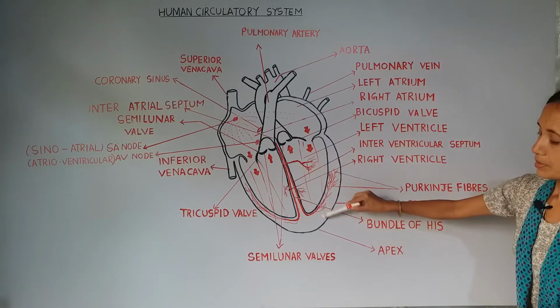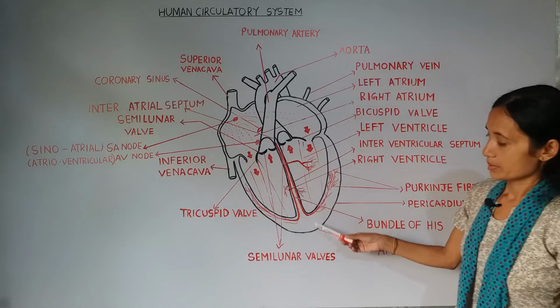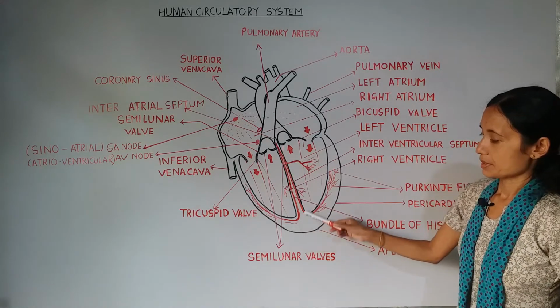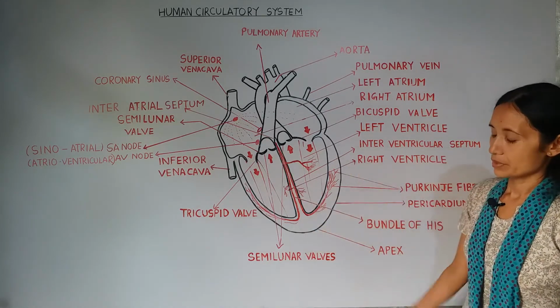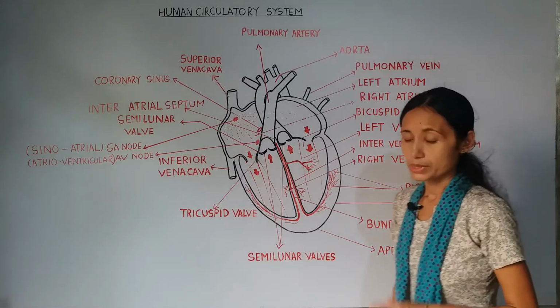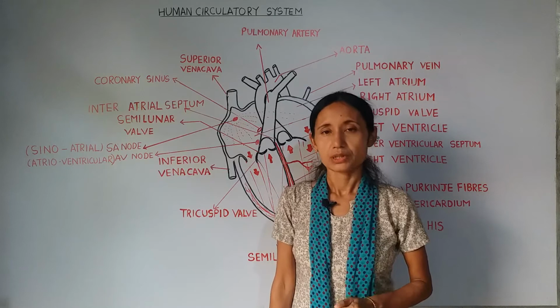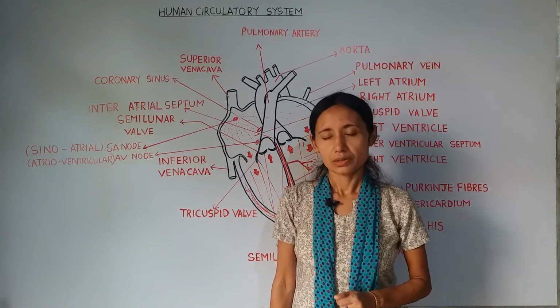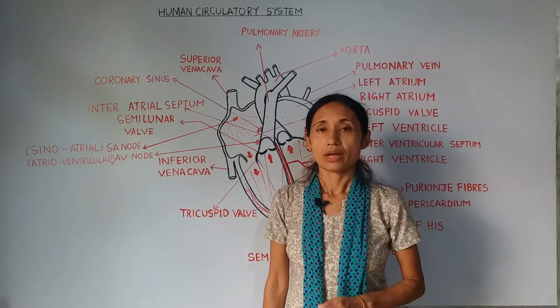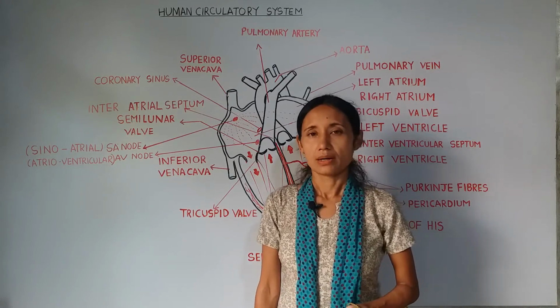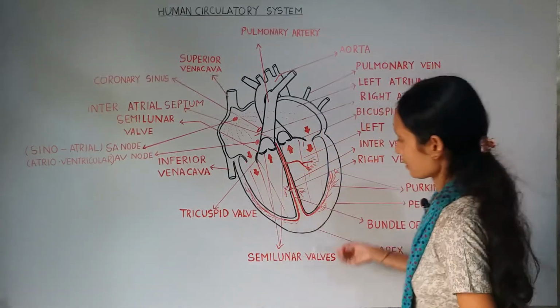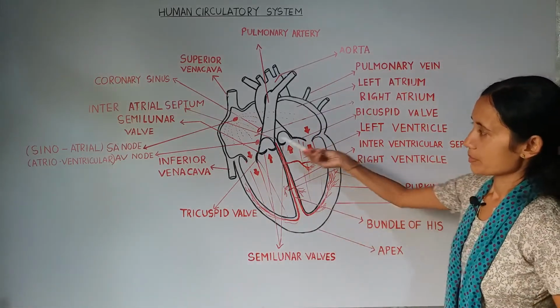Now between this double membrane there is a space, and the space is filled with pericardial fluid. So what is the function of this pericardial fluid? The function of this pericardial fluid is to protect our heart from external shocks, and it also helps in the lubrication of our heart.